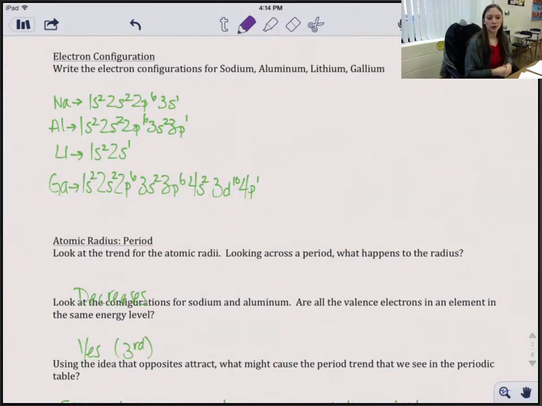All right, for the second part here, we're going to look at the atomic radius trend, and we're going to explain that by looking at some electron configurations. So the first thing I want you to do is go ahead and write down those 4 electron configurations that you see on the screen, the ones for sodium, aluminum, lithium, and gallium. I have already written them out.